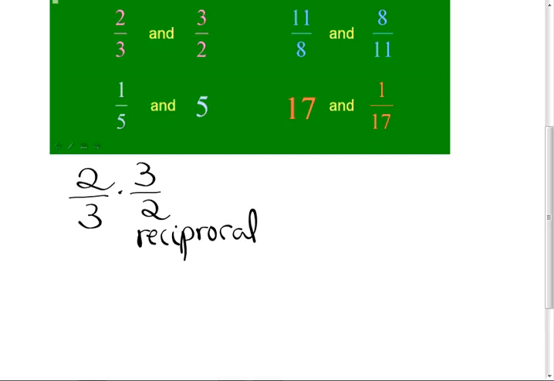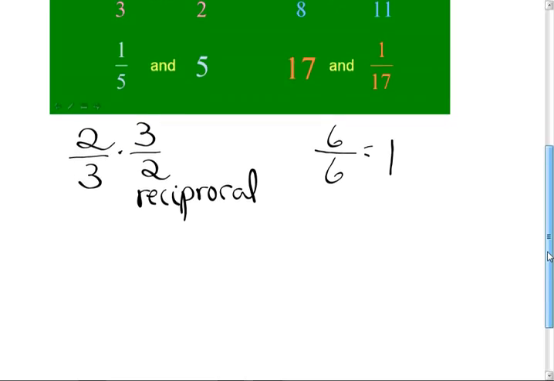Remember how to multiply fractions from yesterday. 2 times 3 gives you 6, and 6 divided by 2 times 3 is 6, which is 1. So if you multiply a number by its reciprocal, you get 1.